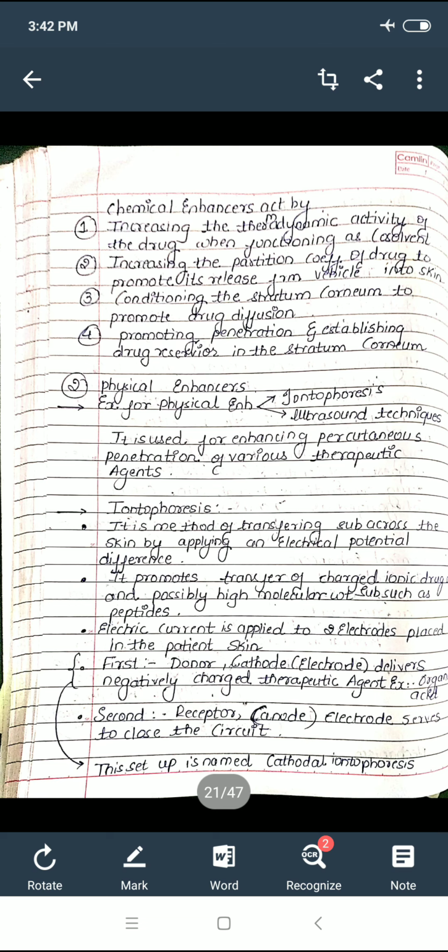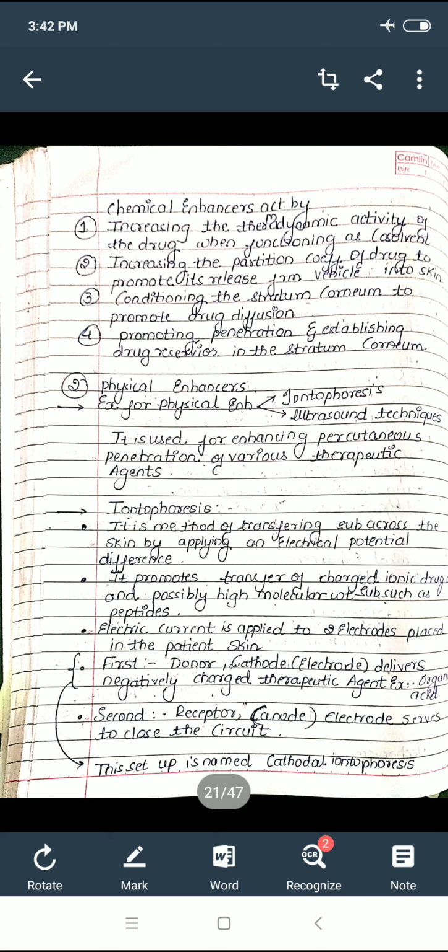Coming to the mechanism, chemical enhancers act by increasing the thermodynamic activity of the drug when functioning as a co-solvent. It also acts by increasing the partition coefficient of the drug to promote its release from vehicle into the skin, or by conditioning the stratum corneum to promote drug diffusion, or by promoting penetration and establishing a drug reservoir in the stratum corneum.